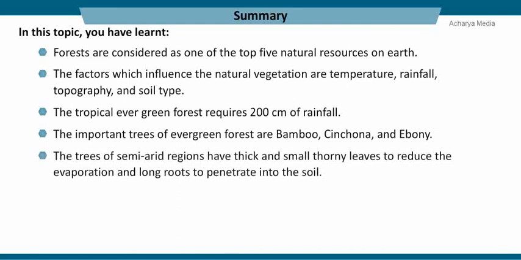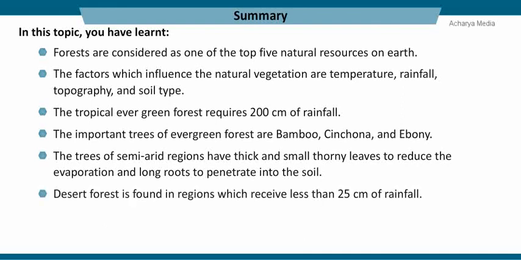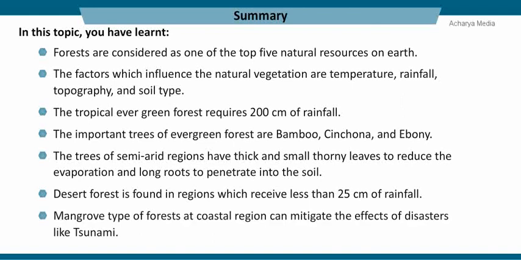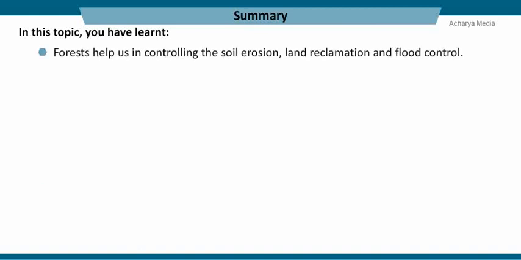The trees of semi-arid regions have thick and small thorny leaves to reduce evaporation and long roots to penetrate into the soil. Desert forest is found in regions which receive less than 25 centimeters of rainfall. Mangrove forest at the coastal region can mitigate the effects of disasters like tsunami. Forests help us in controlling soil erosion, land reclamation, and flood control.